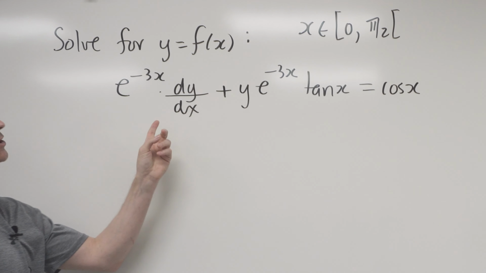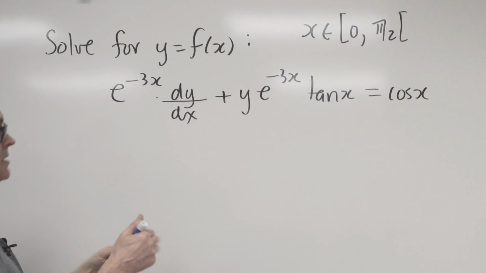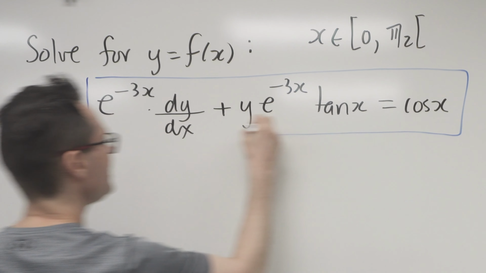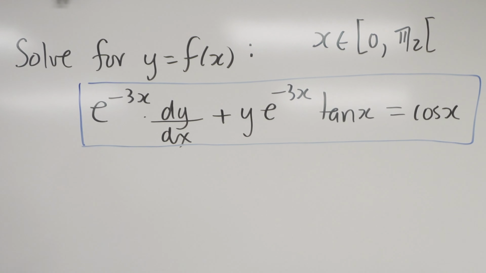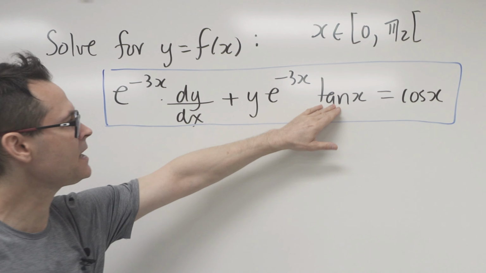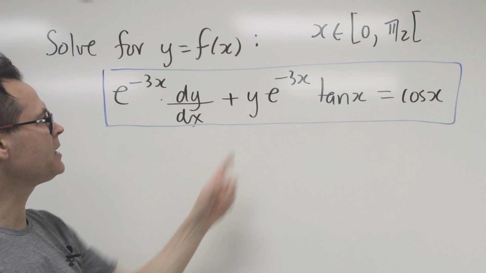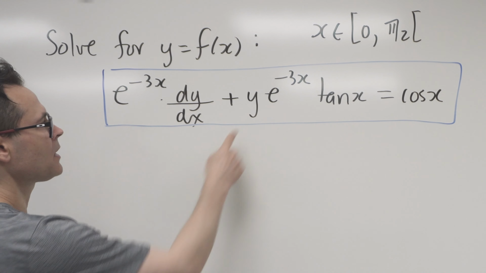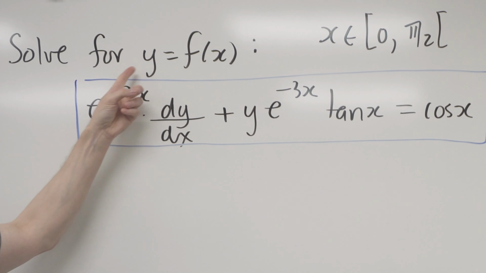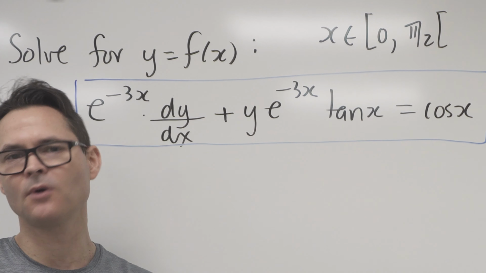So this one is essentially asking us, this is actually the equation. I'm just going to put a box around it. And if we look at the parts of this equation, you can see on one side you've got cos x, you've got tan over here, you've got an exponential, but more importantly, you've got a y and a dy dx. And so the objective here is to figure out what y is in terms of only x.